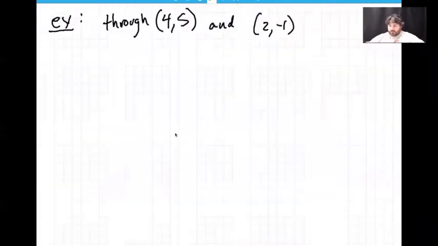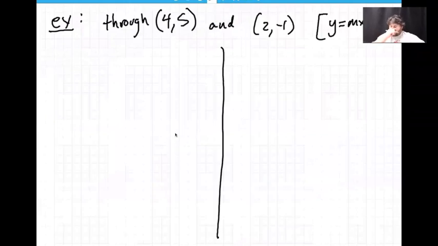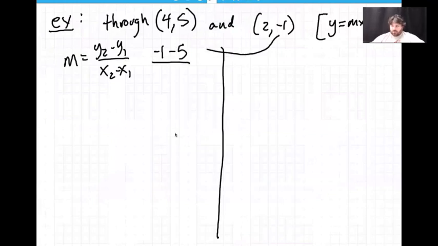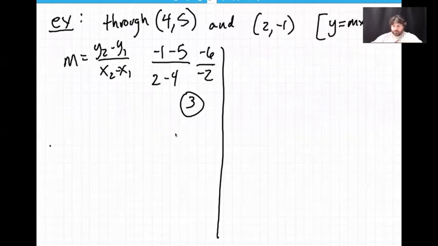So let's say the correct form is y equals mx plus b. First thing I'm going to do is find the slope. I'm going to use the slope as y2 minus y1 over x2 minus x1. We've got y2 is negative 1 minus 5, and x2 minus x1 is going to be 2 minus 4. So I get negative 1 minus 5 is negative 6, 2 minus 4 is negative 2. Two negatives divided make a positive, and 6 divided by 2 is 3. So there we go.